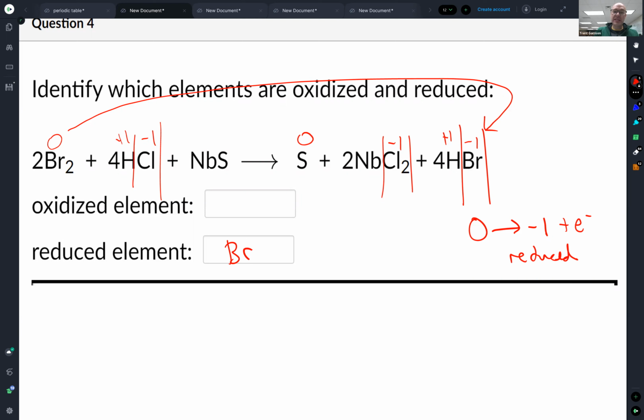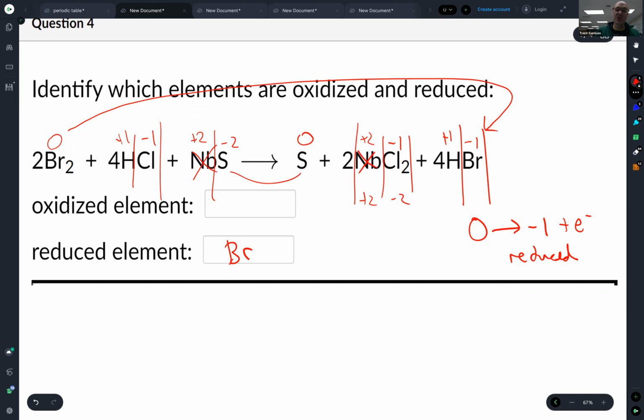That gives us now either the niobium or the sulfur that's left over. Well, over here on the right, I've got 2 chlorines. That's a -2 total. So that means that this one had to be a +2 for the niobium. On the left side, it's -2 and +2. So the niobium did not change its charge.